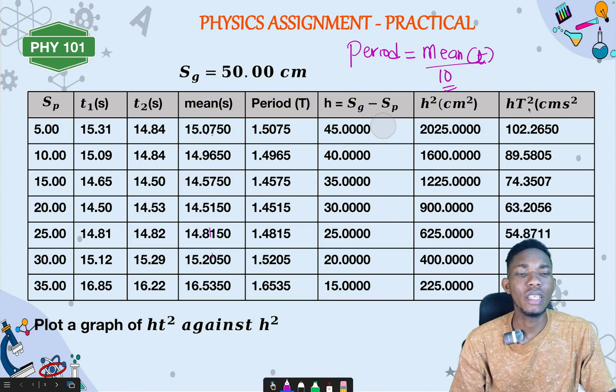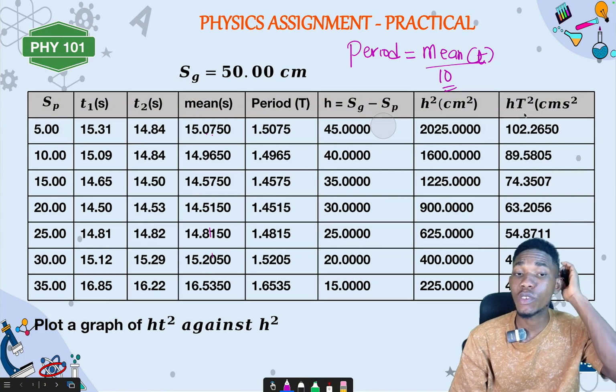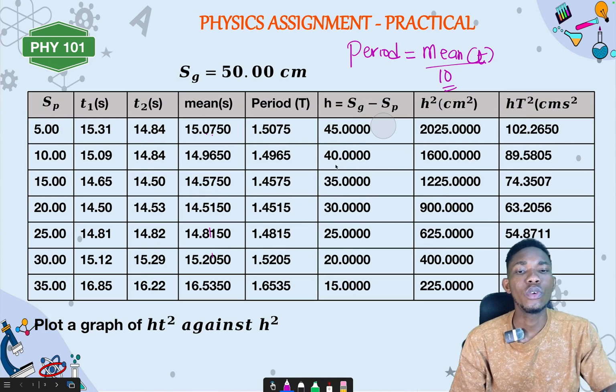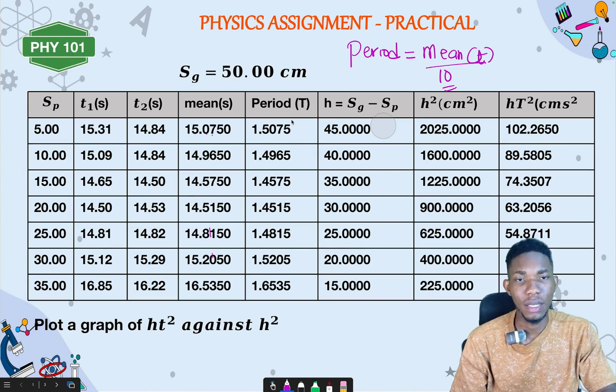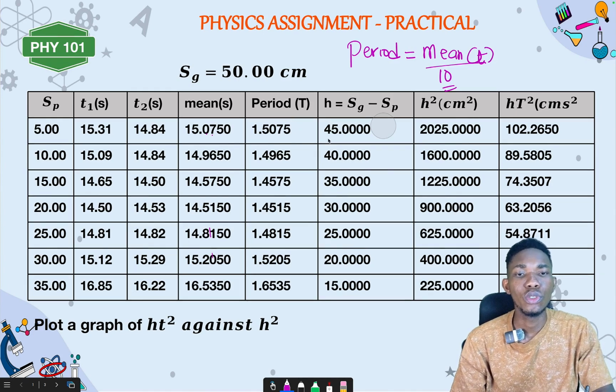Then the next one is HT square. Now you don't have T square in this table. So in your calculator, you are just going to do that one quickly. 1.5075 square. Any answer it gives to you, use it to multiply the H. In this case, for the first one, 45. So you have your period, which is your T. You square it. 1.5075 square.